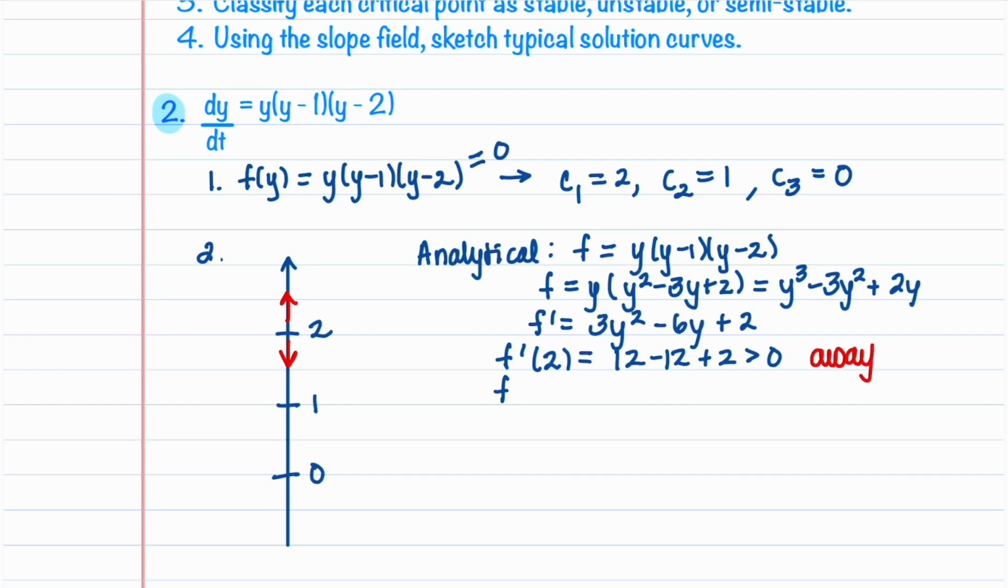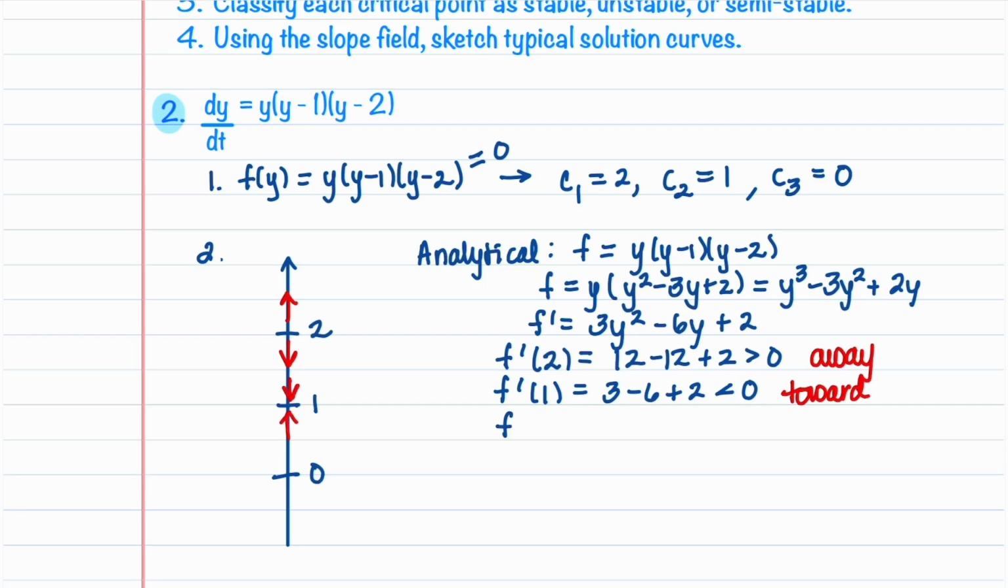Now let's do the same thing for 1. We're going to get 3 minus 6 plus 2. That is less than 0, so our solutions are going to move toward. Let's notate this over here on the left. We're going to have an arrow moving toward.